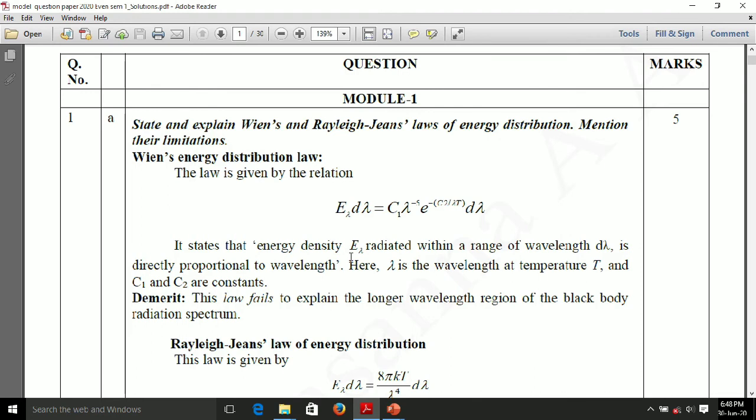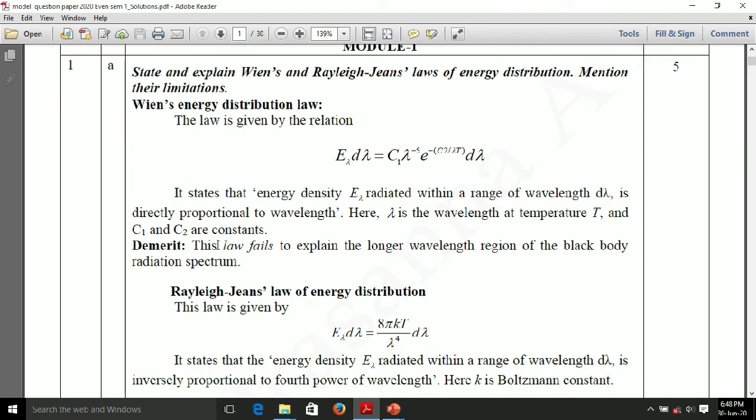While writing any answer, if you use an equation, immediately after writing the equation, you must have the practice of explaining each and every symbol. For example, you are observing here that E lambda is the energy density within the wavelength range d lambda, and lambda is the wavelength of a specific radiation emitted at a temperature T. And C1 and C2 are some constants. You need not discuss those constants here since it is for 5 marks. And it is asked to mention the limitation also. That's why you need to write the demerit.